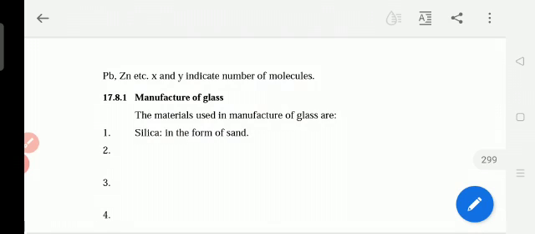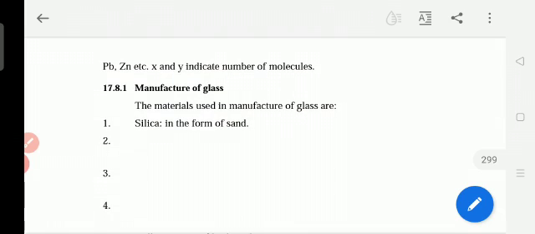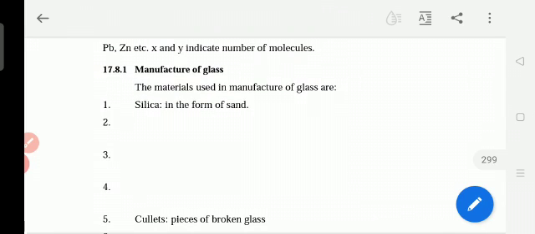Such as calcium in the form of limestone, or lead in the form of lithium or lead oxide. Pb means lead, O means oxide, Pb3O4. Another one, we can use oxidizing agents or materials to remove color, bleaching agents: magnesium dioxide, potassium nitrate and sodium nitrate. And cullets means pieces of broken glass.